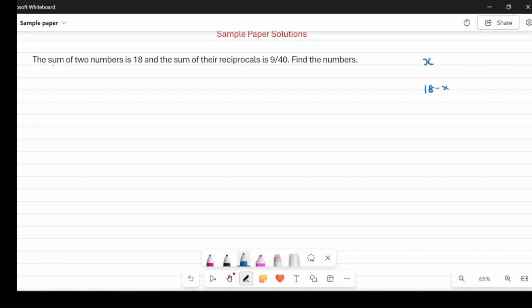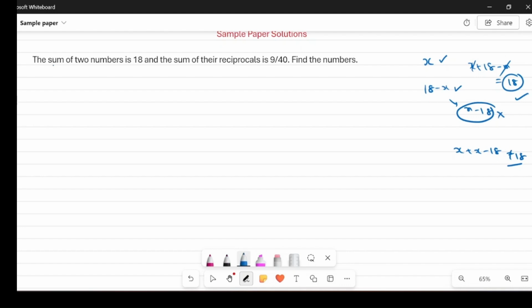You have to be very careful. You may write this as x minus 18, but then it is not correct. If you assume one number as x and another number as x minus 18, their sum will not be equal to 18, right? It will be 2x minus 18. Now you see, if one number is x, the other number is 18 minus x, then the sum would be x plus 18 minus x. So x minus x gets cancelled. Our sum is 18, right? Okay, let's write it down.